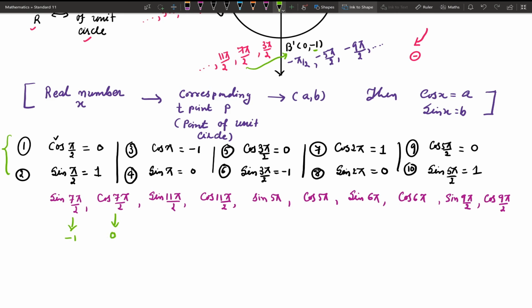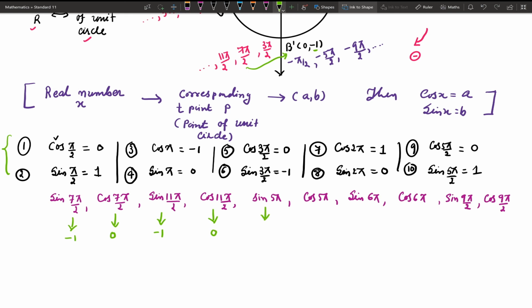Sin 11 pi by 2. Again, 11 pi by 2 is related to the point of the unit circle B prime, which is (0, -1). For sin we have to observe y coordinates. So for 11 pi by 2, at B prime, the y coordinate is -1. Cos 11 pi by 2 is 0.